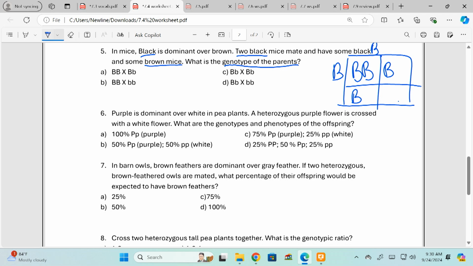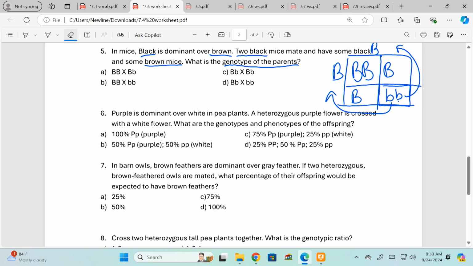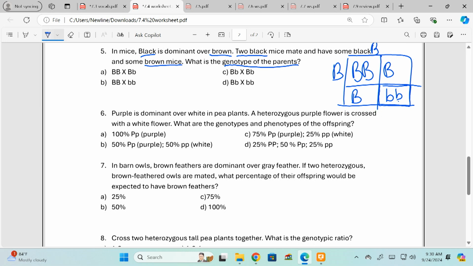What combination of alleles would I have to have in this box to have a brown mouse? Well, to show the recessive trait, you have to have 2 recessive alleles. So I know that this box has to be little b, okay? Well, that kind of helps me figure out what the genotypes of the parents are, because that means one of these little b's came from this one, and one of the little b's came from this one, right? So let's use that information and fill out the rest of the Punnett square and see if everything is still true.